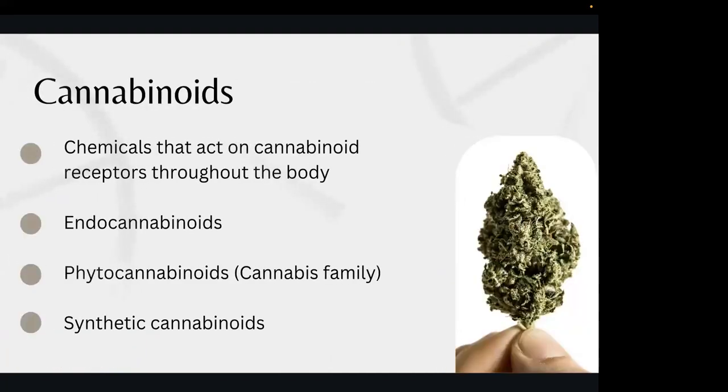So, cannabinoids. These are chemicals that act on the cannabinoid receptors throughout your body and throughout almost all mammals' bodies. This is a diverse class of chemical compounds that act on these receptors, and they alter the neurotransmitter release in the brain. The ligands for these receptors include the endocannabinoids, the phytocannabinoids, and then synthetic cannabinoids, which are manufactured artificially.